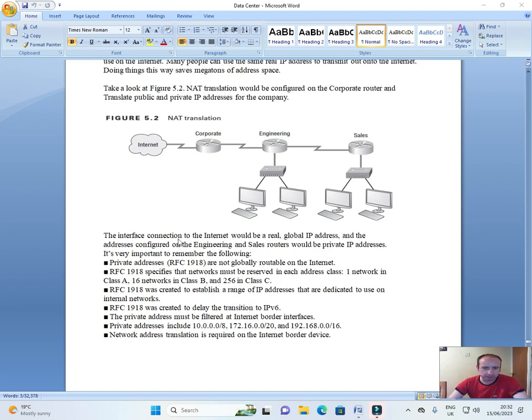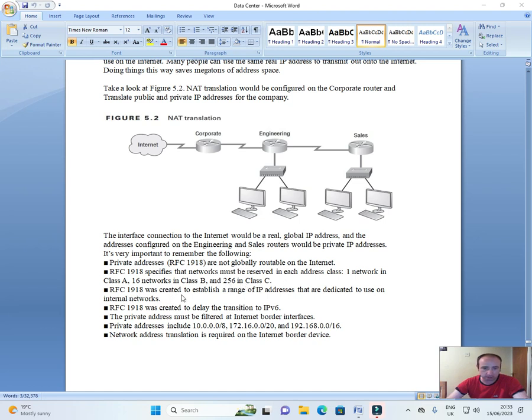The interface connecting to the internet would be a real global IP address, and the addresses configured on the engineering and sales routers would be private IP addresses. It's very important to remember the following. Private IP addresses, RFC 1918, are not globally routable on the internet. RFC 1918 specifies that networks must be reserved in each class: 1 network in class A, 16 networks in class B and 256 in class C.